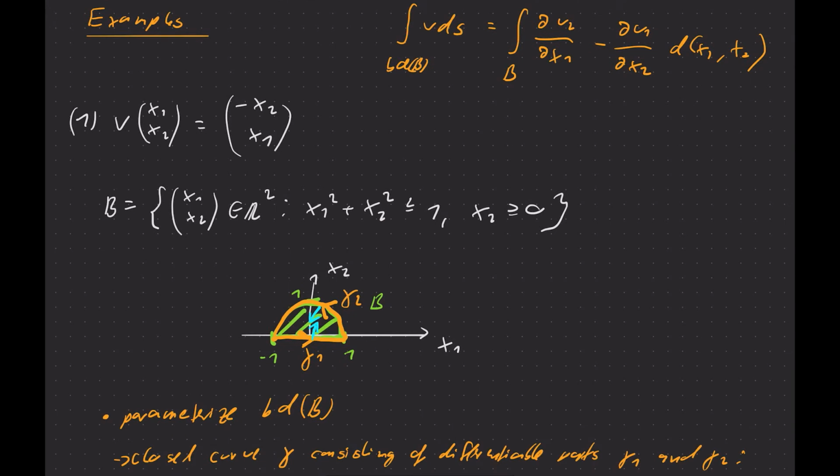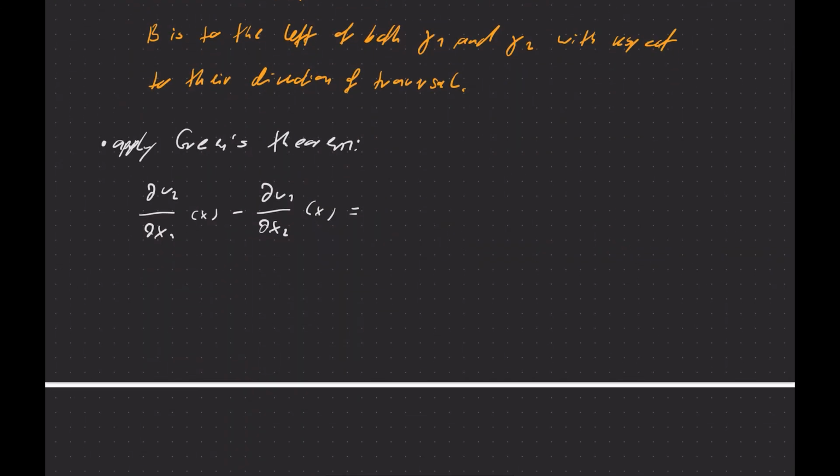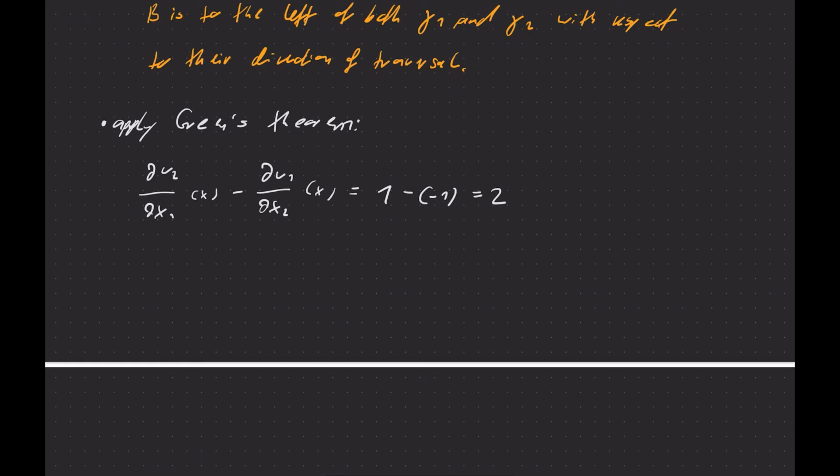So dv2 dx1, this means we have to differentiate this with respect to x1, that's 1. And this is v1, and we have to differentiate that with respect to x2, that's a minus 1. You will possibly remember we already did that when we've talked about divergence and rotation. So we get a 1 here, and we get minus 1, so that's a 2. Okay, so what does that mean?